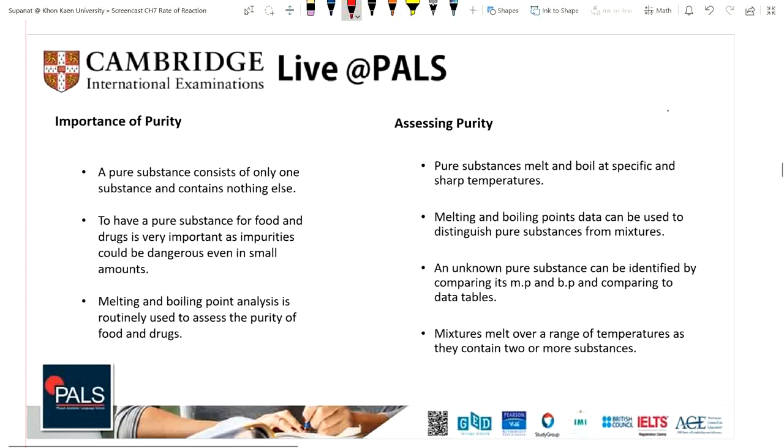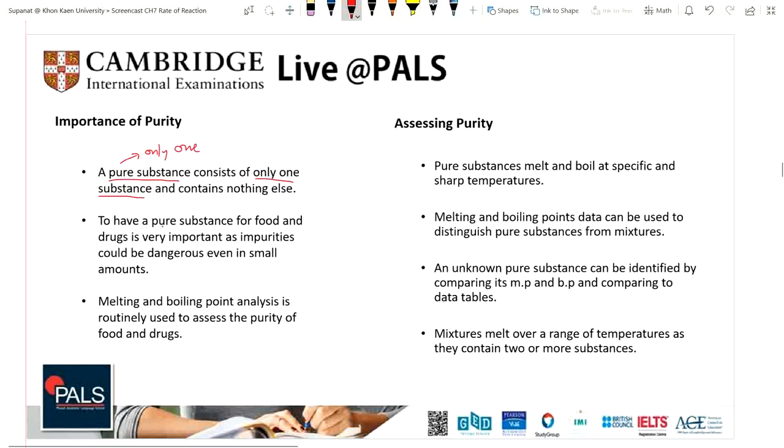The next topic is the importance of purity and assessing the purity. Let's talk about the importance of purity. A pure substance consists of only one substance and contains nothing else. So that means it's only one substance. It's a pure substance. Pure, only one.